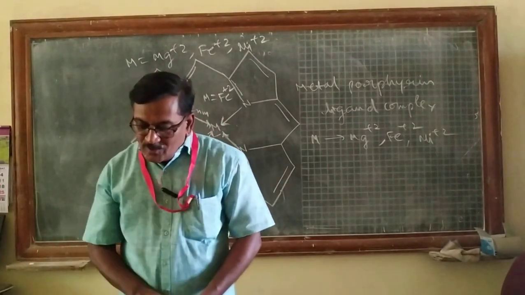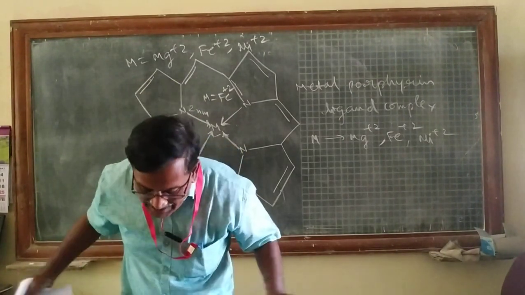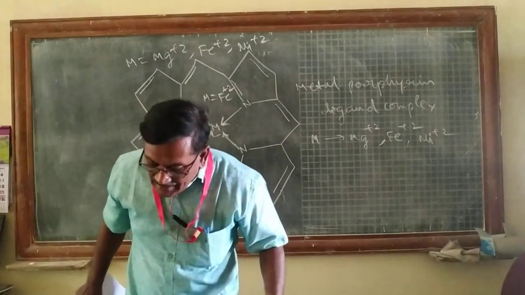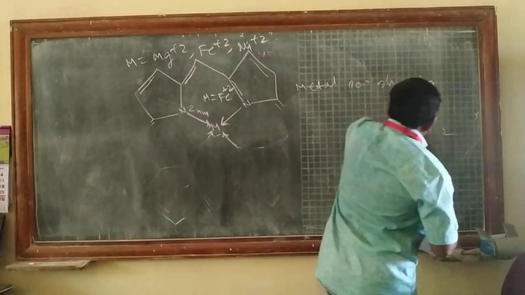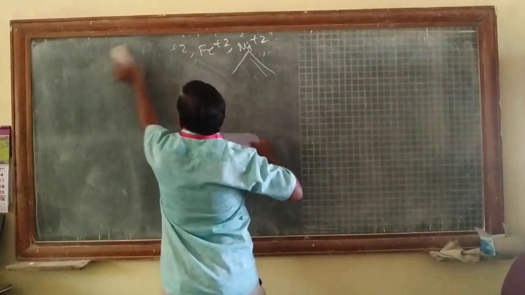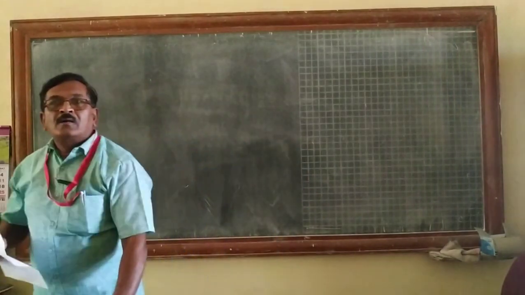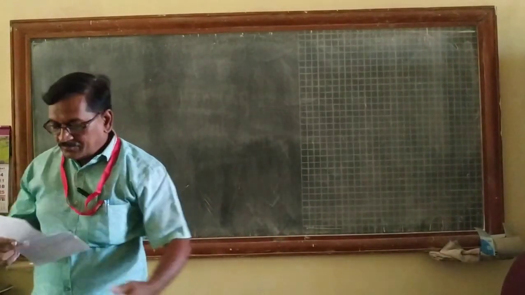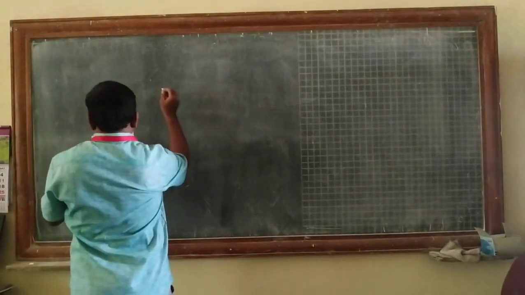The next one you will come across is another very important one, that is the iron porphyrin in heme. So next is iron in the heme. So this structure will be like this.